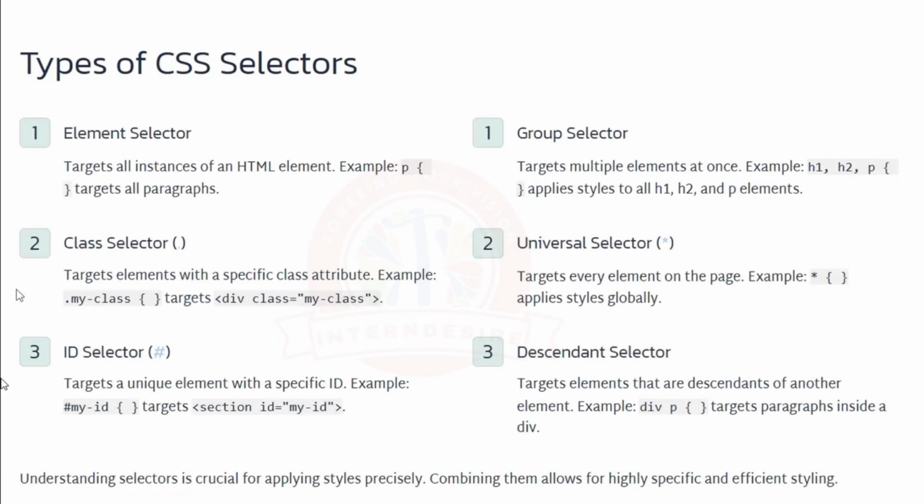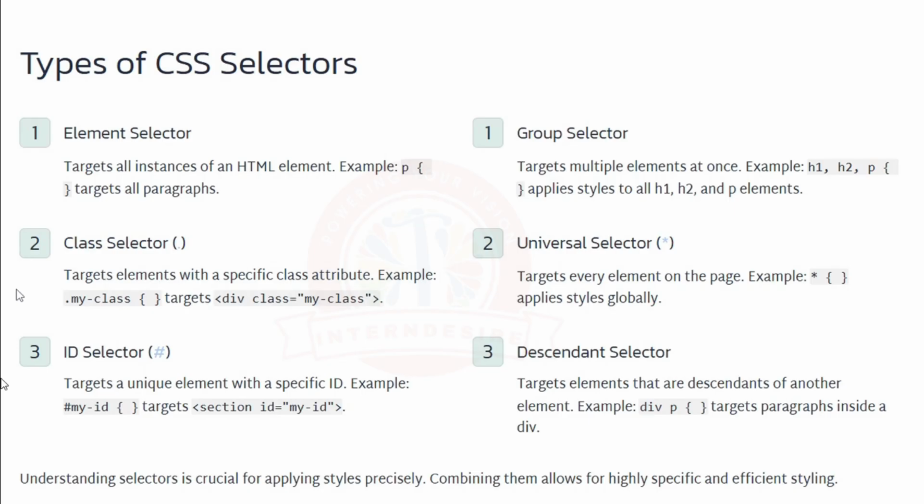Types of CSS selectors. We have element selector that targets all HTML elements like p tag, h tag, h1 tag, or all the tags, that is element selector. We have class selector, we can create classes, to target elements with a specific class attribute. ID selector targets a unique element with a specific ID that matches with that ID. We have group selectors, which target multiple elements at once, like H1, H2, P.